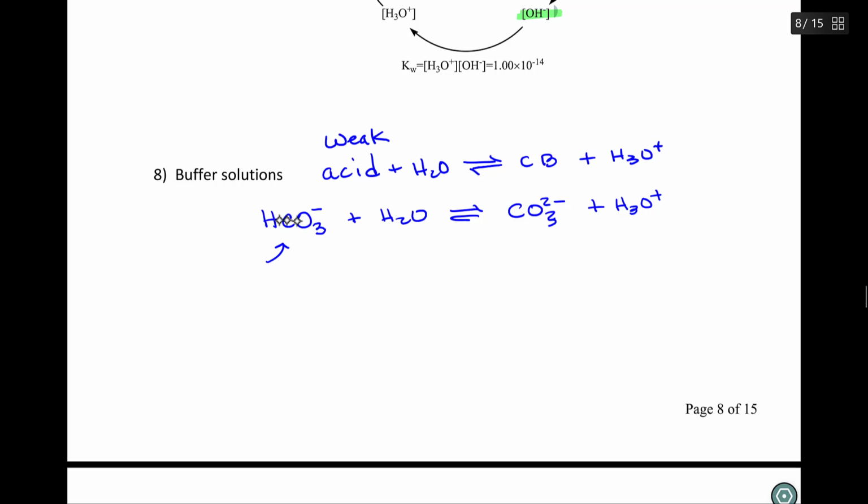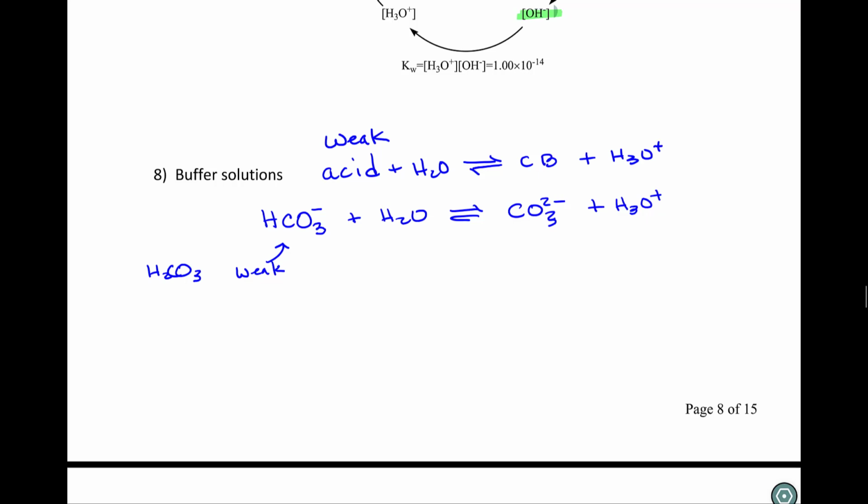Now it's the conjugate. Actually, it comes from H2CO3, and H2CO3 is a weak acid. Turns out HCO3 is also a weak acid, and this is the acid Bronsted-Lowry definition. It's the proton donor. This is the proton acceptor. So this is the acid and its conjugate base, but this is weak. Okay. And these two are in equilibrium with each other.